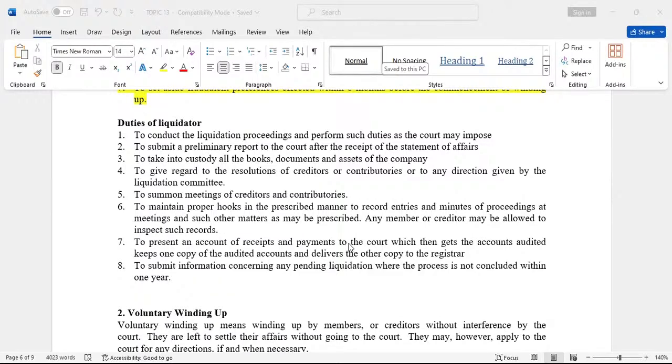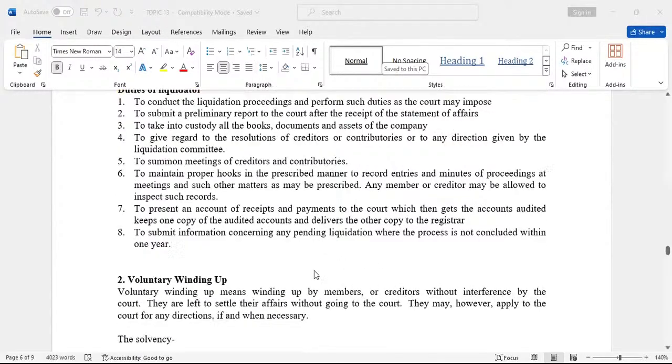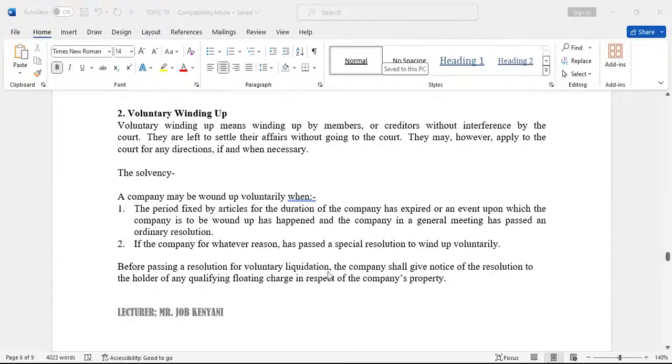So we have the last type of liquidation, which we call voluntary winding up. This one is normally categorized into two, as I had already indicated in our previous class. So we can have voluntary winding up by the members, or voluntary winding up by the creditors.